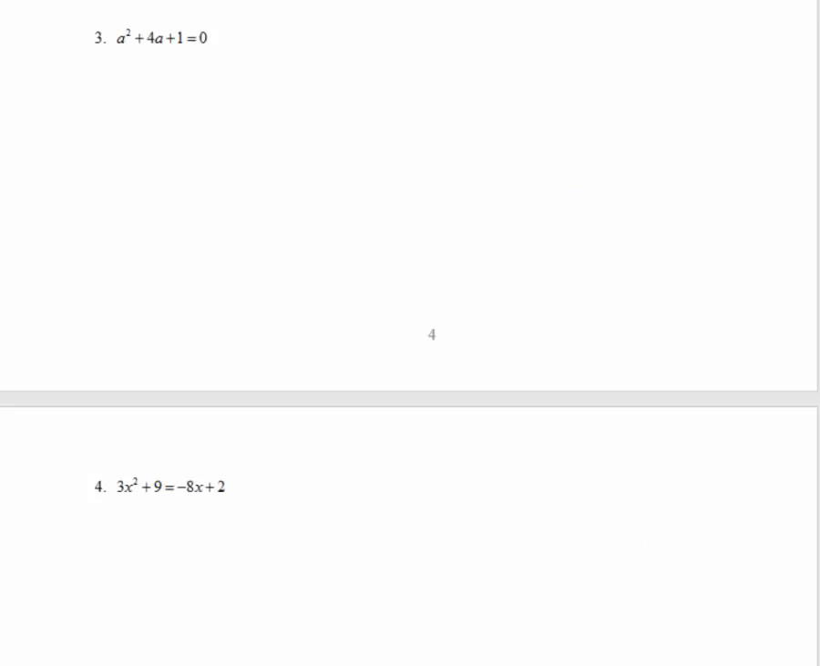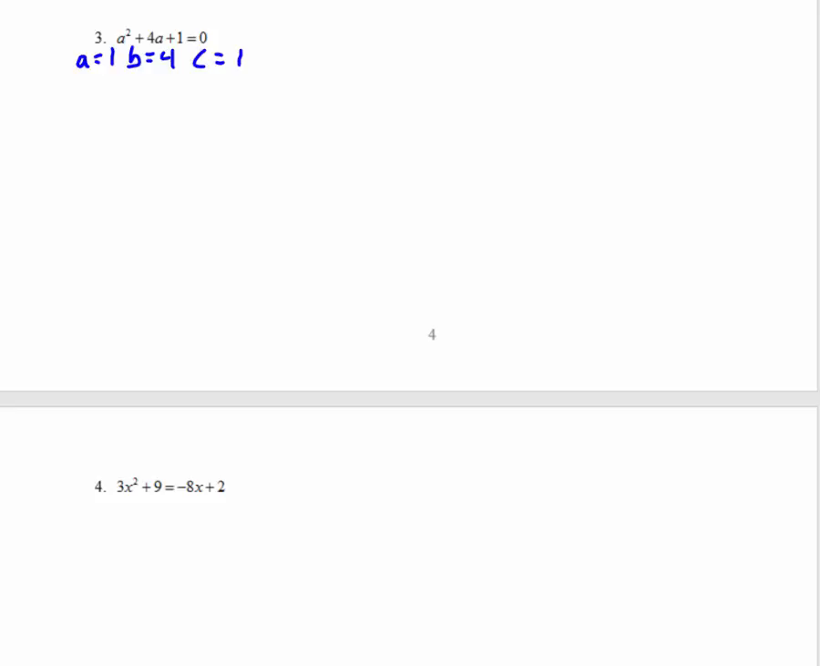Number 3. a squared plus 4a plus 1 equals 0. If we try and factor that, it's not factorable. There's no factors of 1 that add up to 4. So we definitely have to use the quadratic formula or completing the square. Well, looking at our quadratic, we do see that everything is over to one side and it does equal 0. So our a is going to be 1, our b will be 4, and our c will be 1.